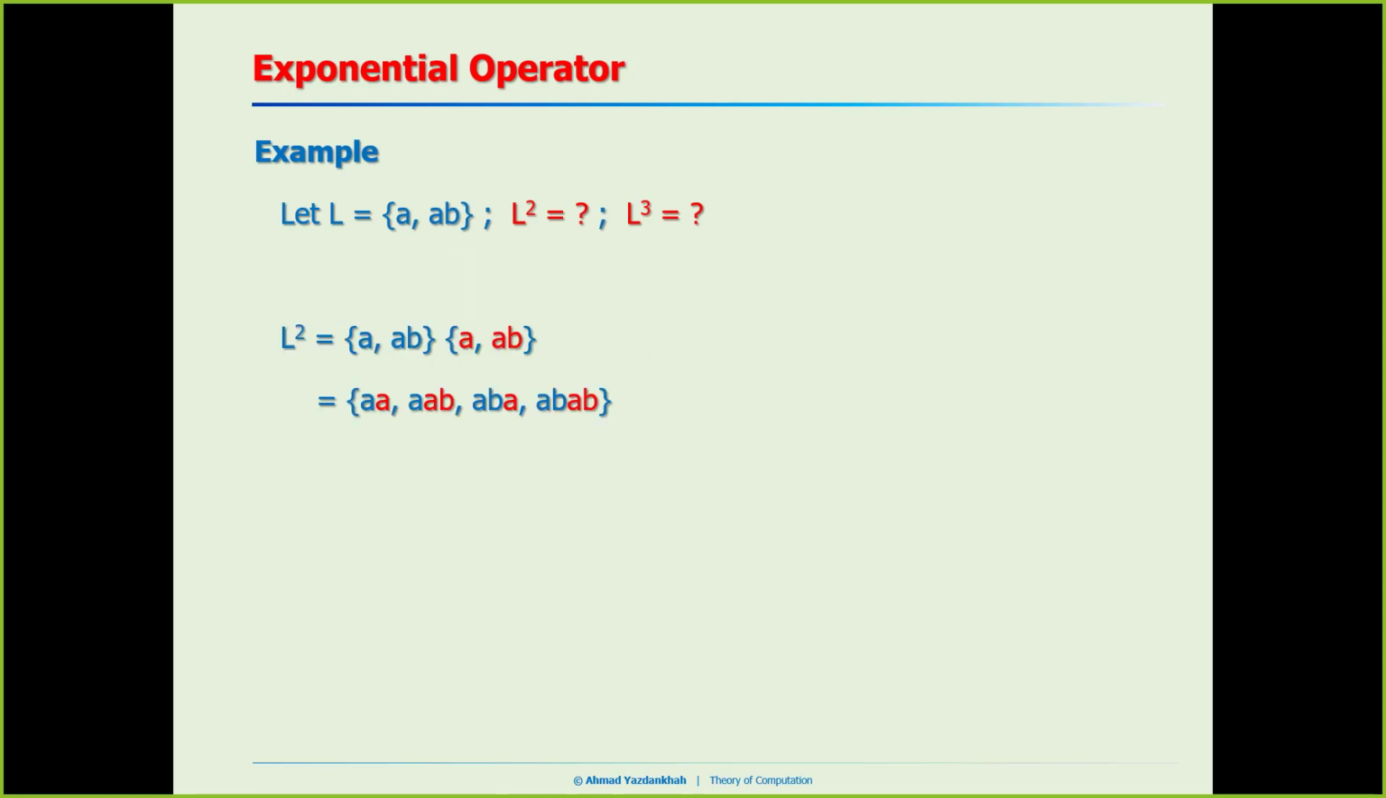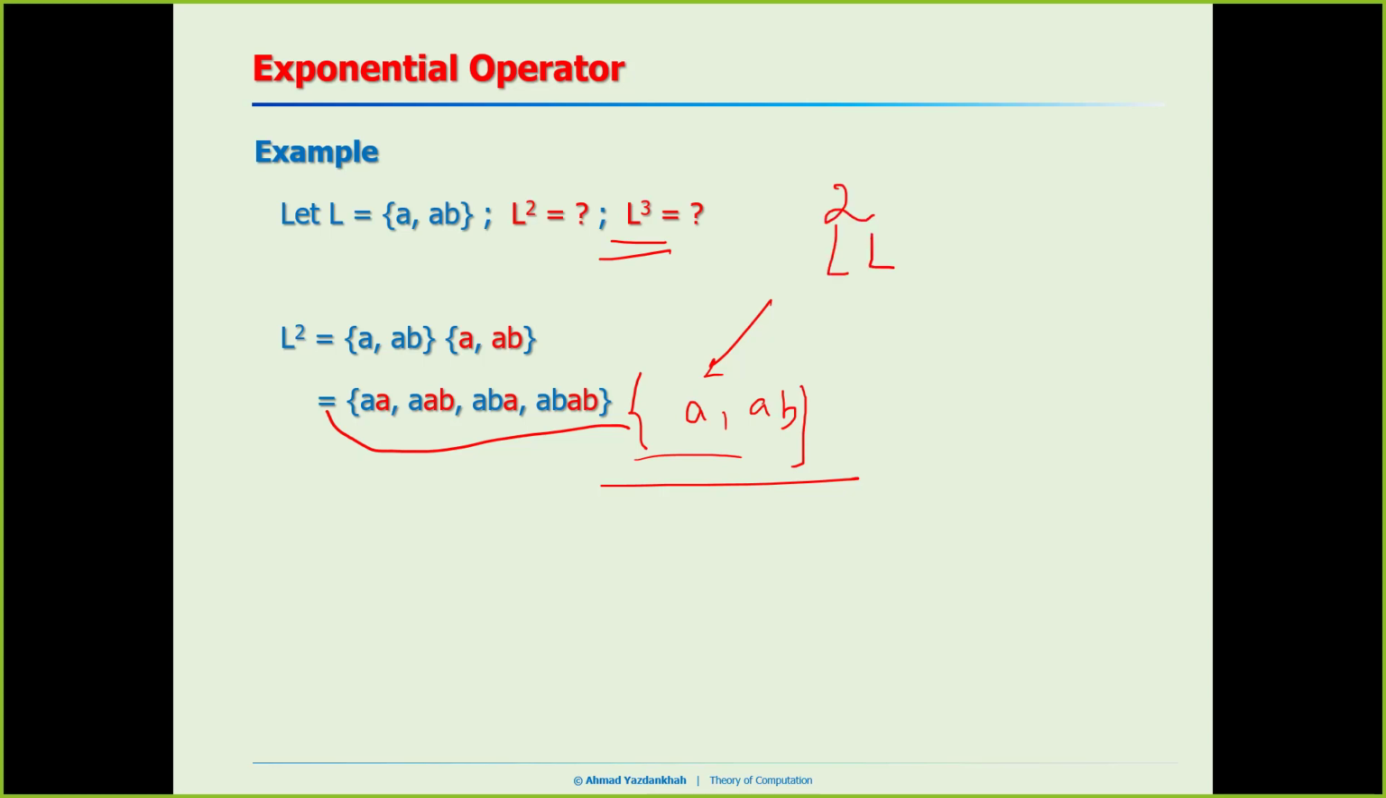Okay, let me take an example. L is A and AB. I ask you what is L square? L cube, you would need to concatenate one more time with this guy, which is L square. So you concatenate A, AB one more time with this result. You will get L cube. But my question is, should I concatenate from here or from the left? Yes, either way is fine because L square L is equal to L L square.